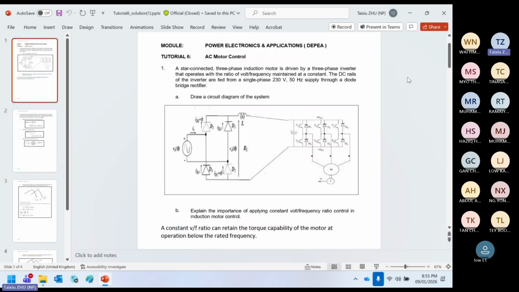Okay, before I start to talk about the question, you can see my screen, right? Can you see the screen? Yes. Okay, good.